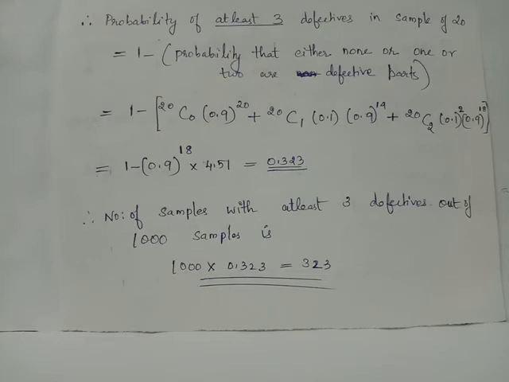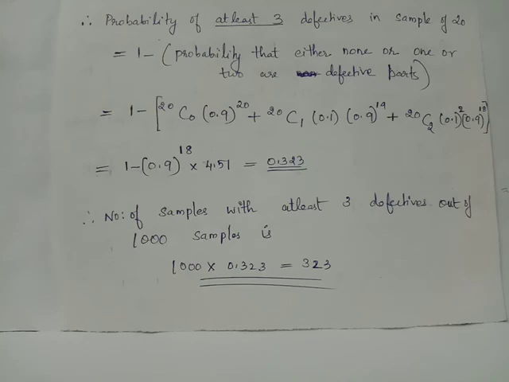Probability that exactly 1 defective part is found is obtained as 20C1 0.1 raised to 1 into 0.9 raised to 19. Probability that exactly 2 defective parts are found is obtained as 20C2 0.1 raised to 2 into 0.9 raised to 18. Probability that 0 defective parts are found is obtained as 20C0 0.9 raised to 20.